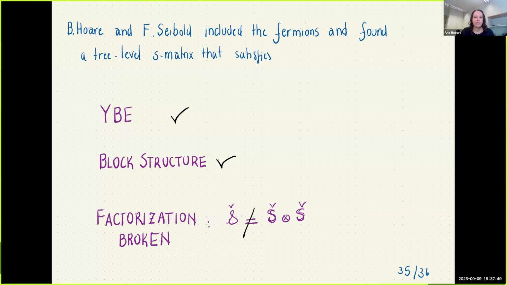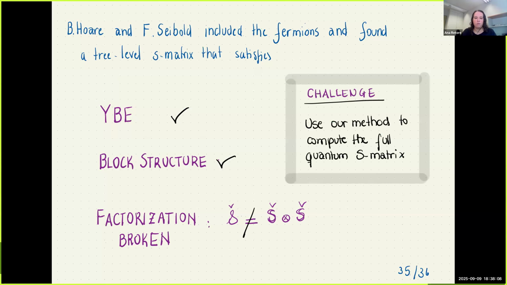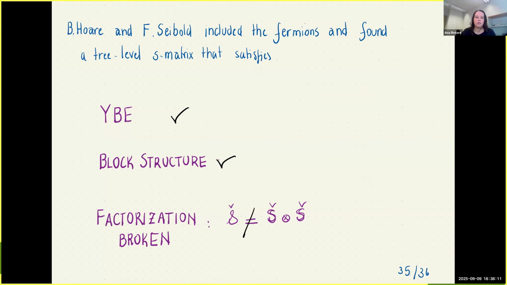But a few weeks ago, Ben and Fiona put the fermions and computed explicitly the S matrix, and they discovered which of the three actually fails. And it's the factorization. The big matrix is now not two small ones. You still have some kind of block structure, but the factorization is broken. So for sure this is not the model we found. It doesn't mean our model doesn't come from a string sigma model. It just means that it doesn't come from deforming the string sigma model in the way we did it.